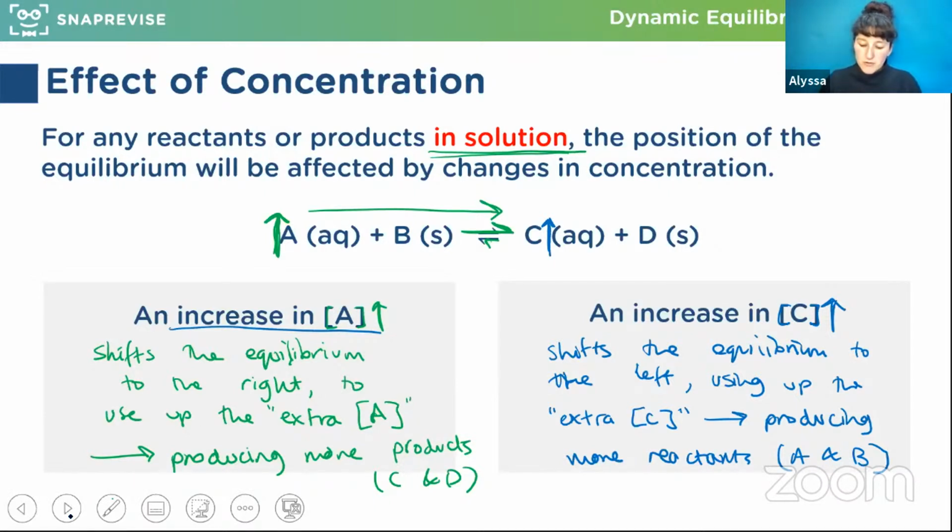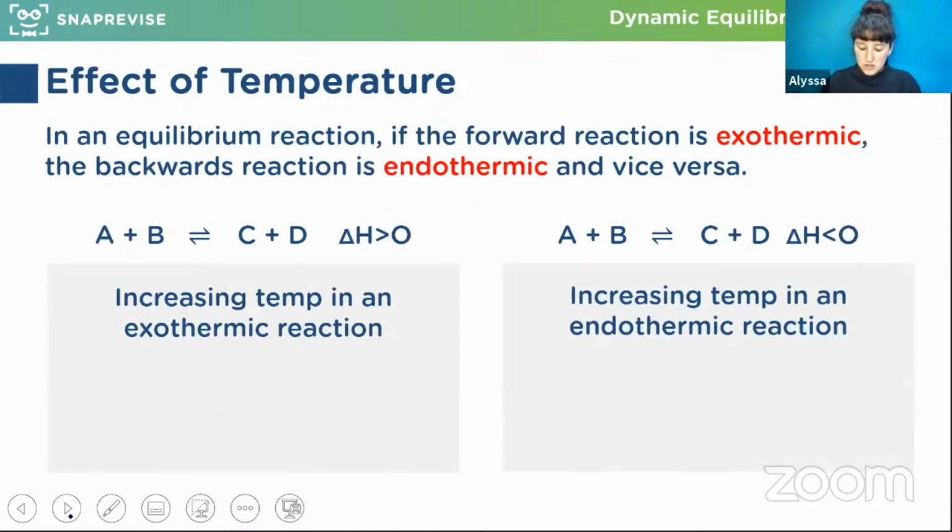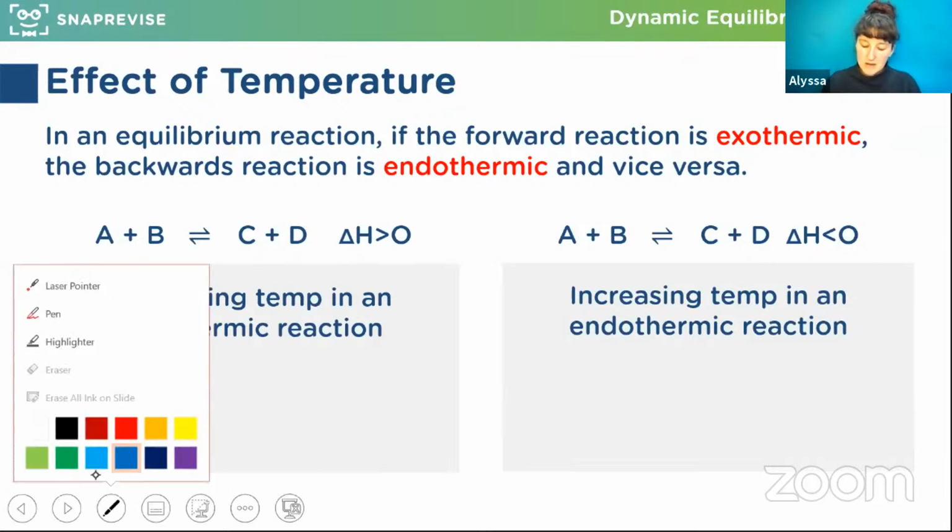We talk about yield as an amount of something that's been produced, usually. Okay, let's move on from concentration then, because I think concentration is probably the easiest one to think about. Let's have a look at the effect of temperature.